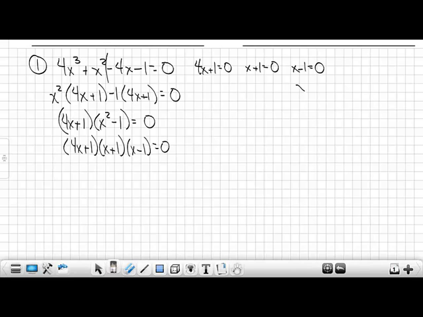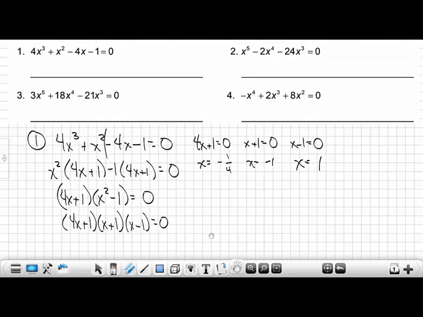So here, x equals 1. X equals negative 1 over 4, but yes. Because I'll subtract 1, then divide by 4. So that's my solution for number 1.